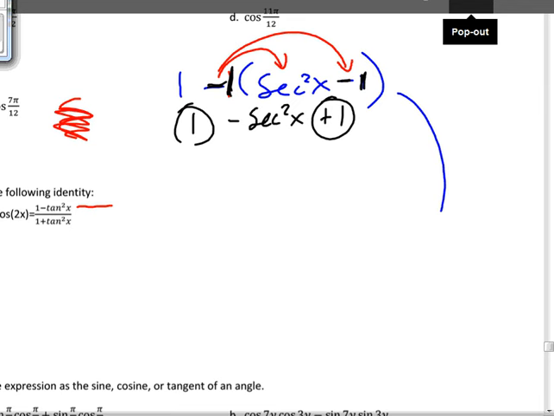Remember the rule about changing everything into sines and cosines? So I could do that. And I'd have 1 minus, and tangent is really sine over cosine, all over 1 plus sine over cosine.